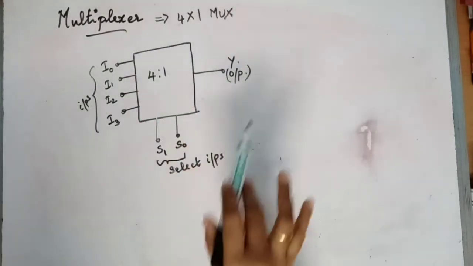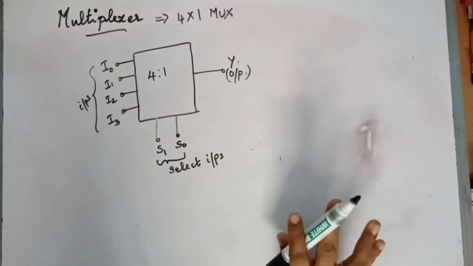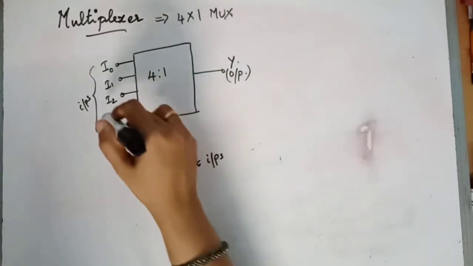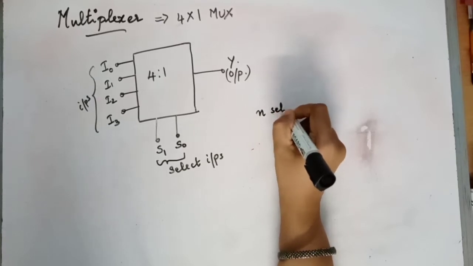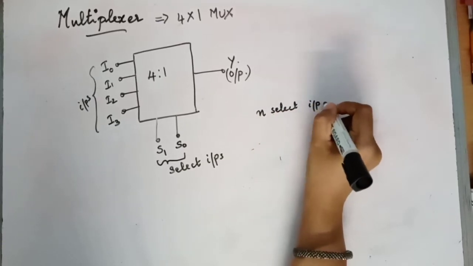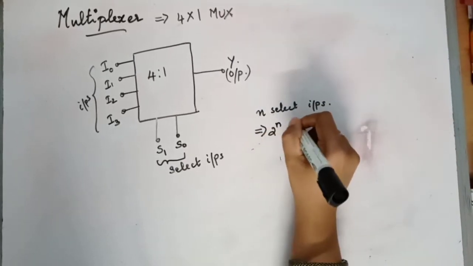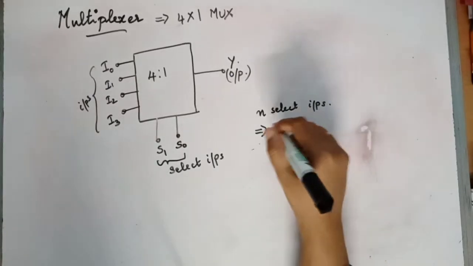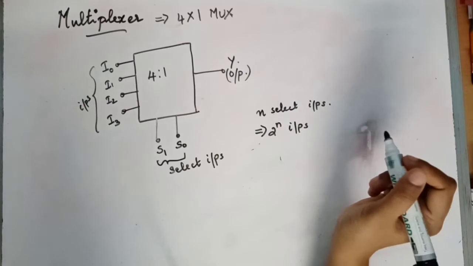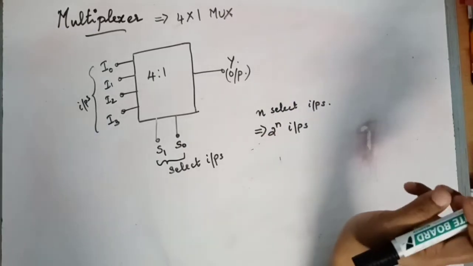Now what is the relation between all these? Output you have only one. For any mux there is only one output. So what's the relation between select inputs and inputs? If there are n select inputs, then you have 2 raised to n inputs. That is the relation between the select inputs and the inputs. If you have n select inputs, you can have 2 raised to n inputs, or if you need 2 raised to n inputs, then you should have n select inputs.